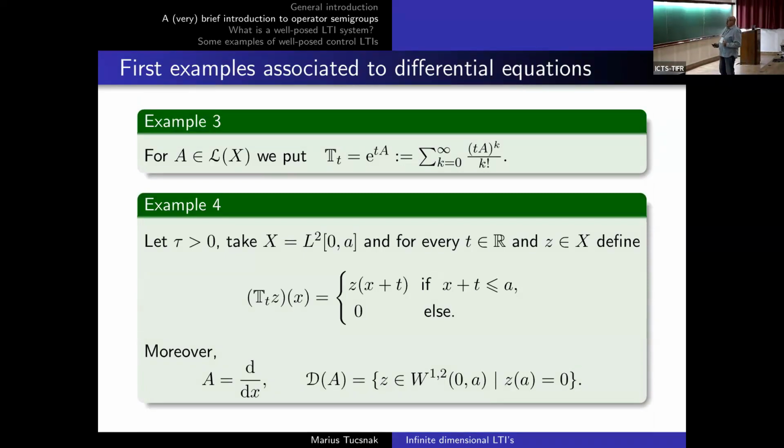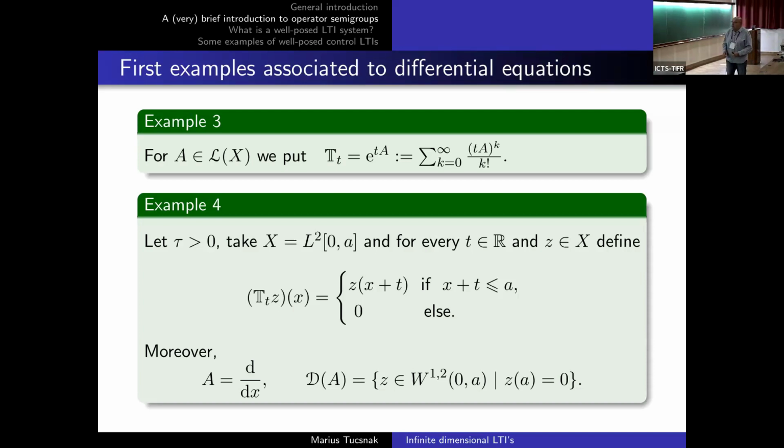So the case of uniformly continuous semigroup, which I mentioned, is in example 3, where the semigroup is just the exponential of a bounded linear operator. Maybe the simplest example where the generator is not a bounded operator, so not defined on the whole space, is example 4, which is a shift semigroup, where the generator is given by this formula.